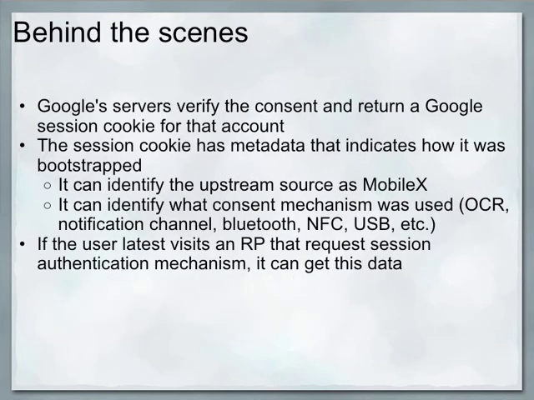The end result is that Google's servers will verify that the user's done the other half of the authentication step and return a Google session cookie for that account. But again, I keep talking about this breadcrumb thing. That session cookie in the user's browser would include some metadata about how it was bootstrapped. In this case, that the very upstream source was the mobile phone, bootstrapped with Mobile X, and now it would include some metadata that device was now used to authenticate this second device, and it might describe the technique that was used, whether it's OCR, USB, etc.